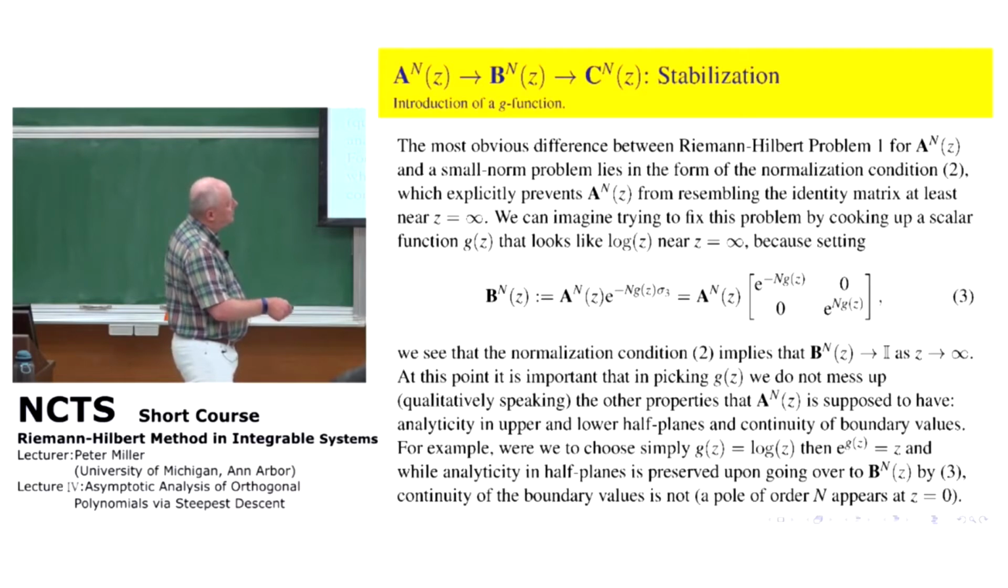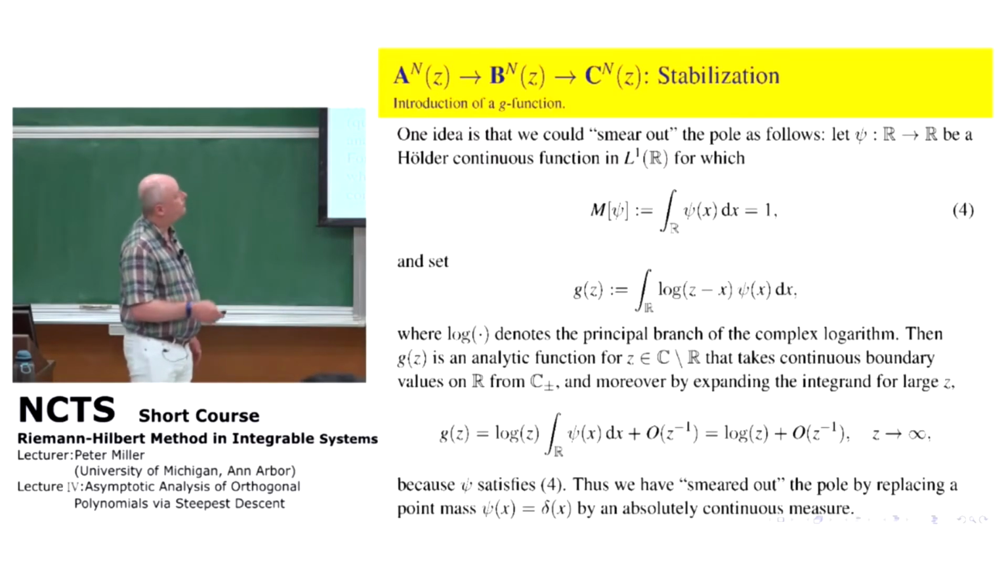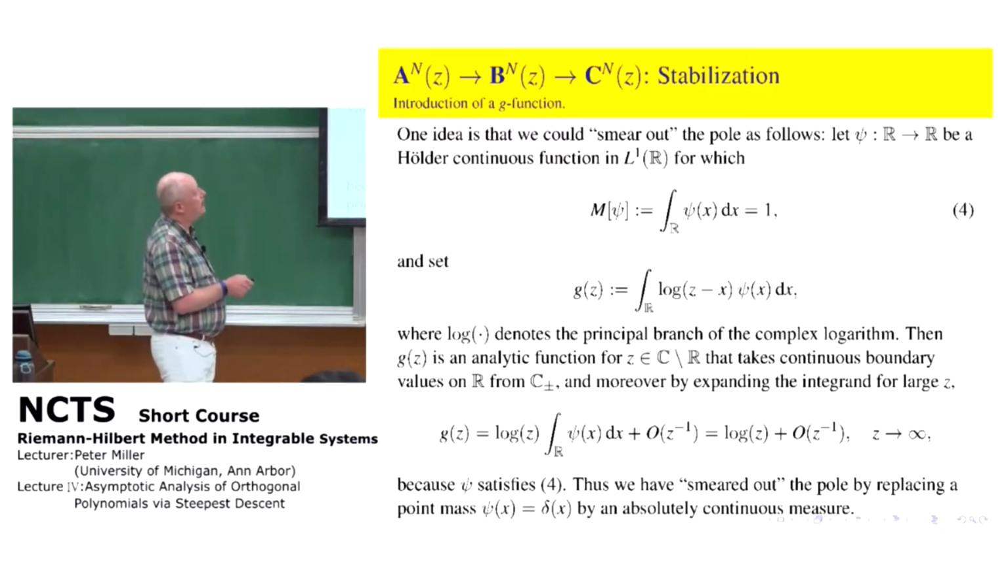So we still want g to be analytic in the upper and lower half planes. We want it to look like log z at infinity, but we have to be smarter than just setting it equal to log z. So one idea that you might have is that you could smear out the pole of order n that we just discussed at the origin. You could smear it out in this way.